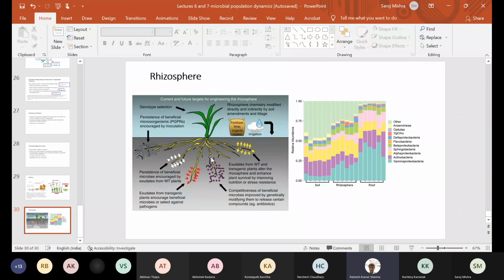But by and large, these microorganisms are already there, because this has been going on for years. The presence of these microbes has already been noticed, and so on and so forth.